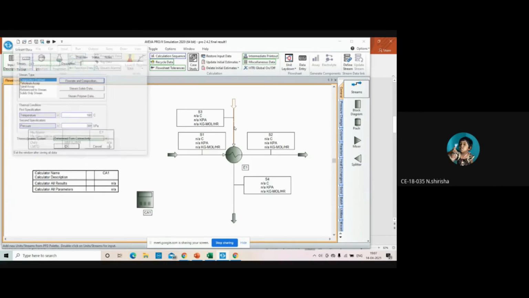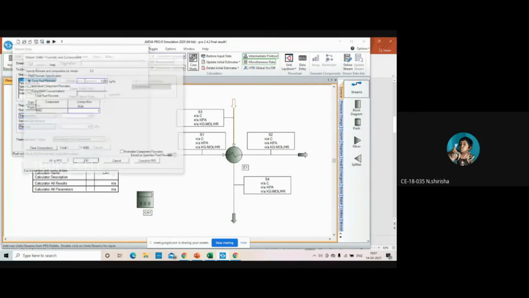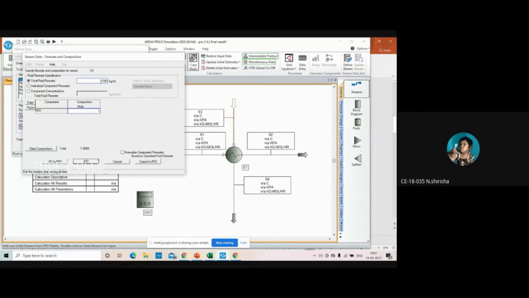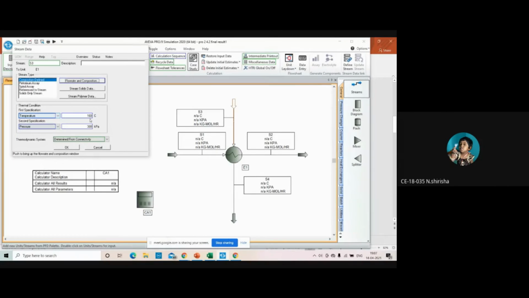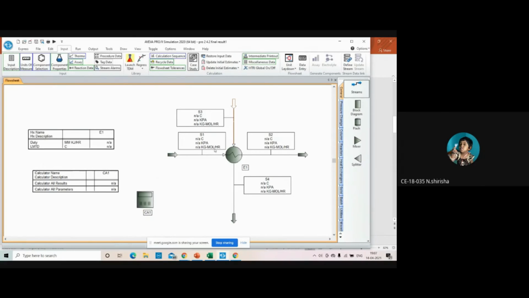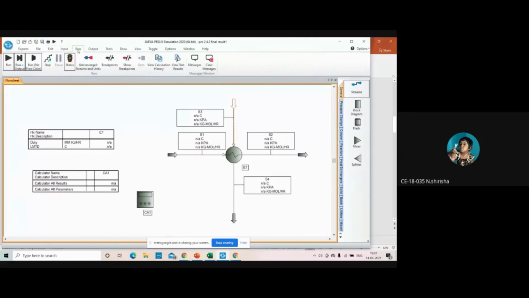Now the hot water inlet. They have given the flow rate as 2 kg per second, which is 7200 kg per hour, and the mole composition as 1. Then setting the temperature as 160 and the pressure as 300. We have taken the pressure as 300 because at this temperature it is feasible. Now after giving this data, we need to run the flow sheet.